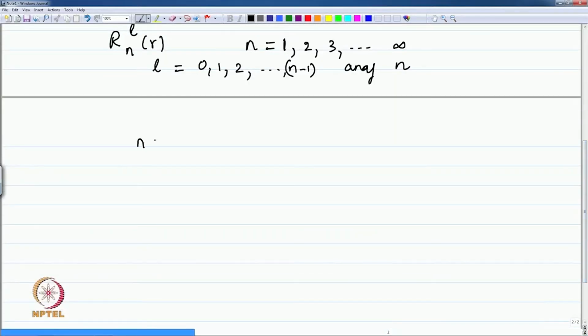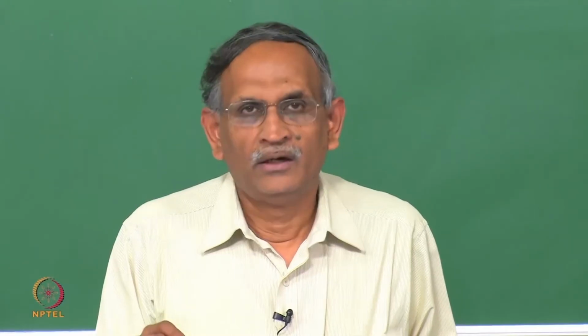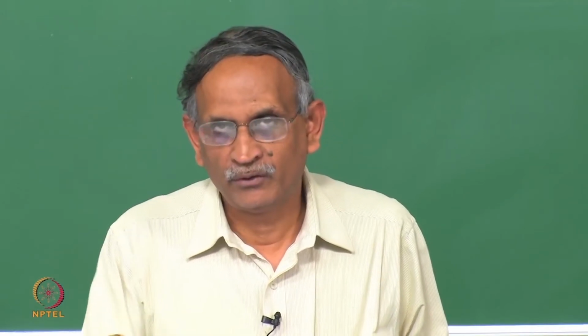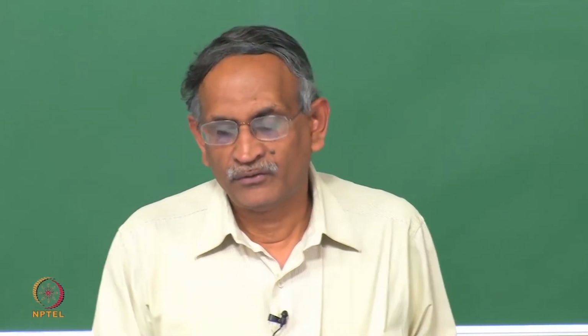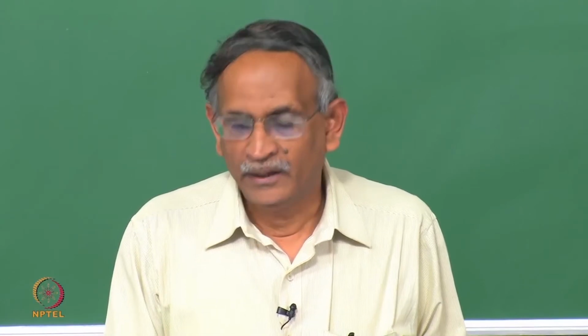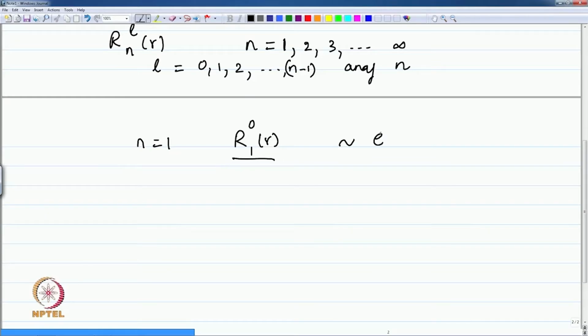when n is 1, we have the radial function which is R 1 0 of r, and the solution of the radial Schrodinger equation, using the calculus of differential equations, gives us what are known as Laguerre polynomials and the exponentials. This particular function R 1 0 of r is like exponential minus r by a naught, where a naught is the Bohr radius, 0.59 angstroms.